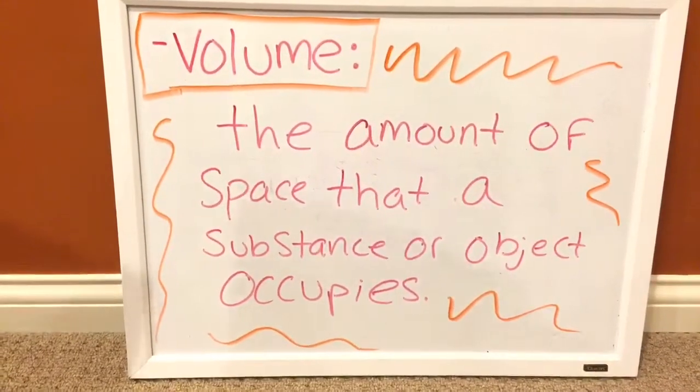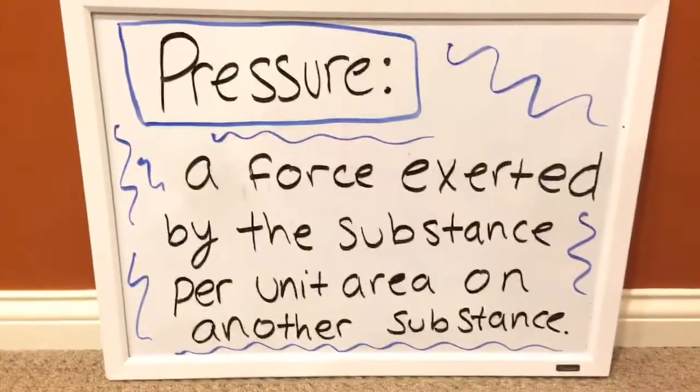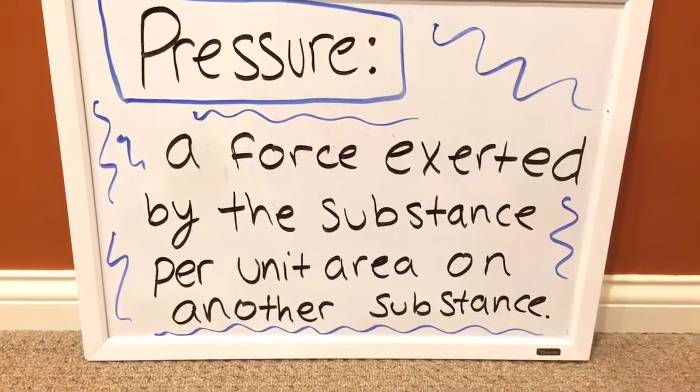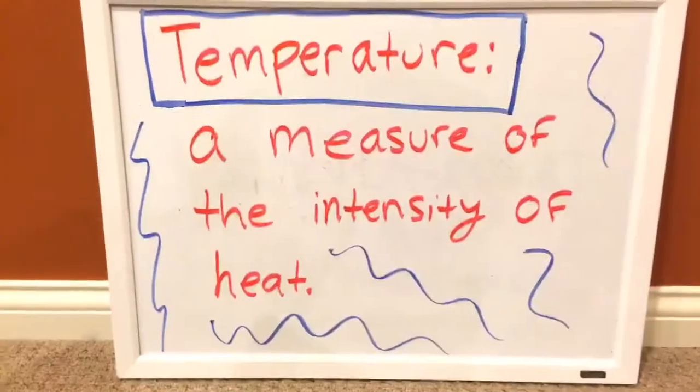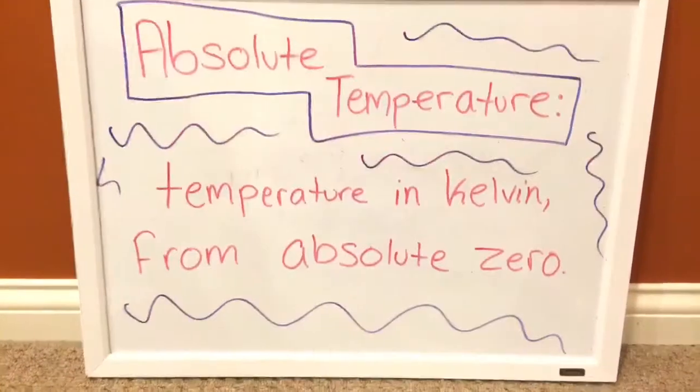Volume. Volume is the amount of space that a substance or object occupies. Pressure is a force exerted by the substance per unit area on another substance. Temperature, a measure of the intensity of heat.